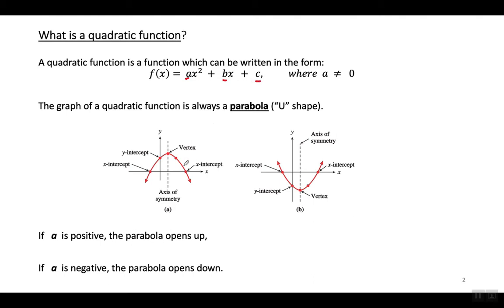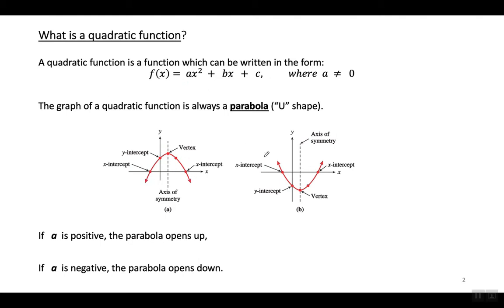Now, the graph of a quadratic function is always a parabola. A parabola is just a fancy word for a U shape, right? So the graph of a quadratic function will always be a parabola, which is the red line that you're seeing here. If a is positive, then the parabola opens up. So a, remember, is the number that's in front of the x squared. If a is a positive number, then the parabola opens up like here. And if a is a negative number, then the parabola is going to open down, like in this one.